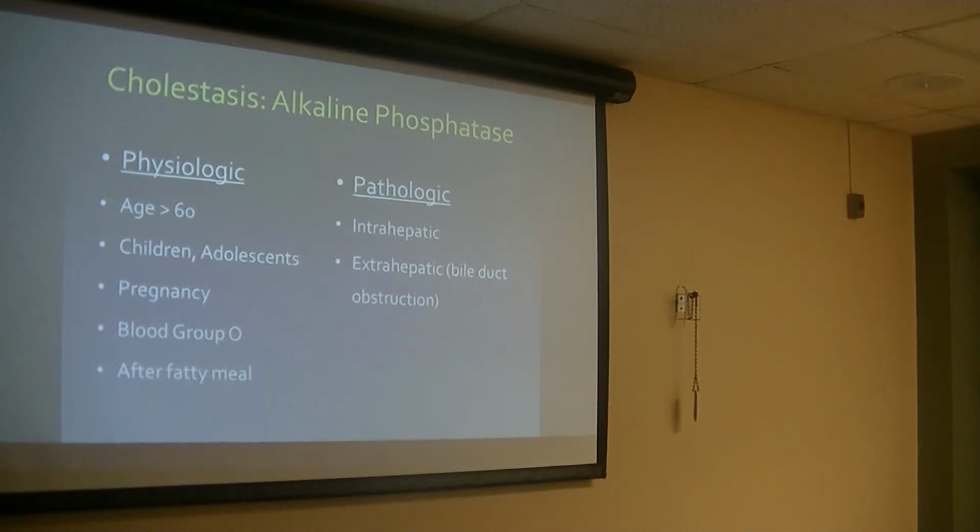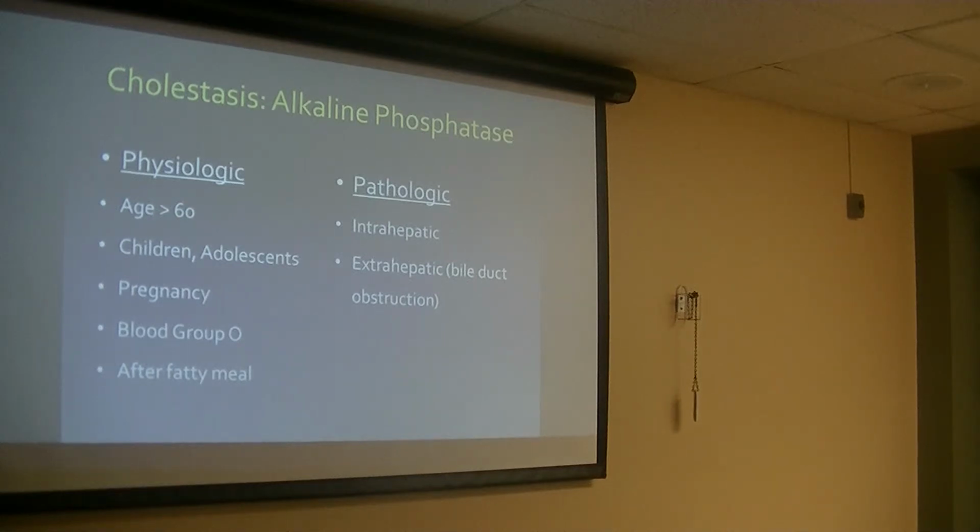Okay, so now we're moving on away from hepatocellular injury to the cholestasis type of injury to the liver. And the primary parameter or test that monitors the flow of bile is alkaline phosphatase. Physiologically, which means normal, the alkaline phosphatase is elevated in these groups.